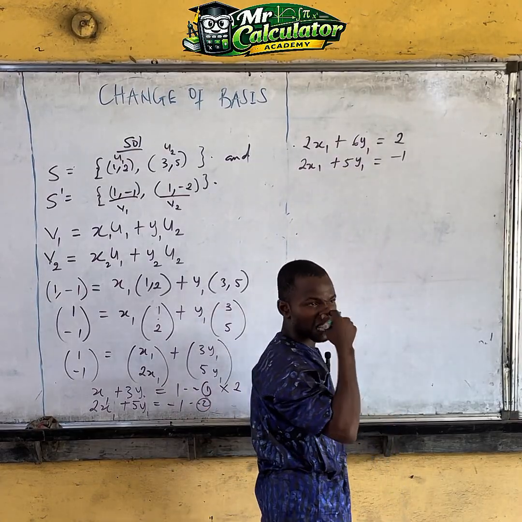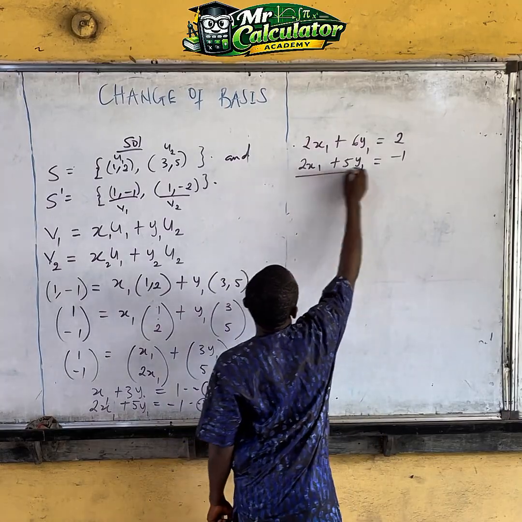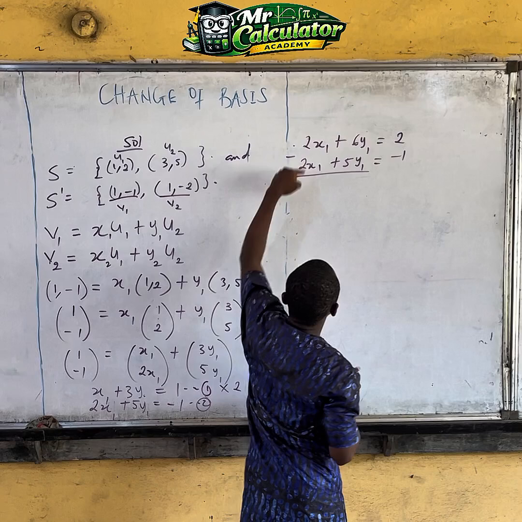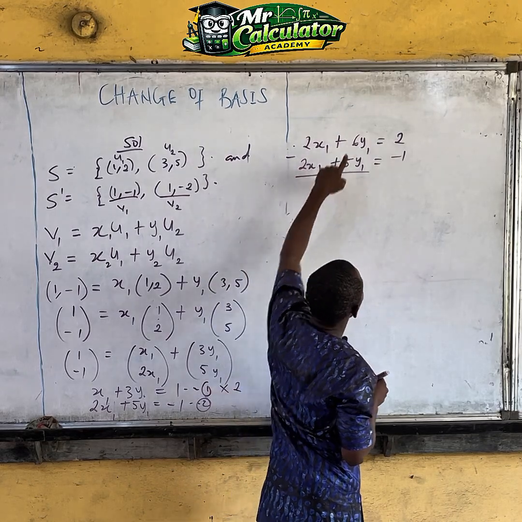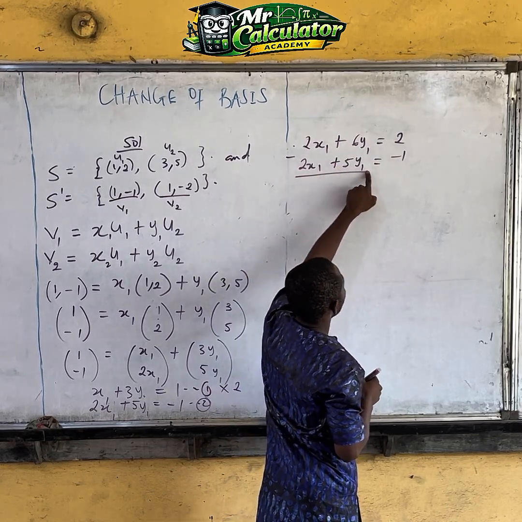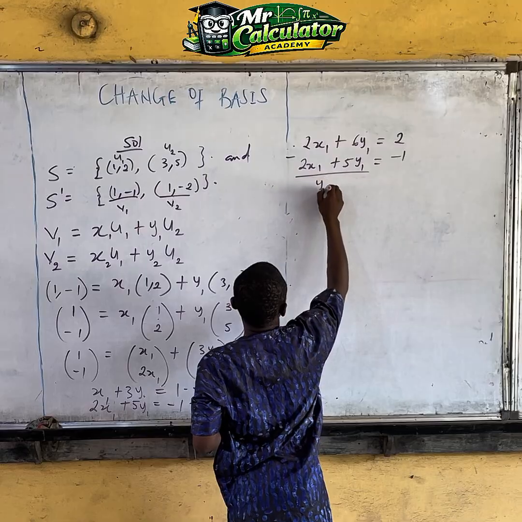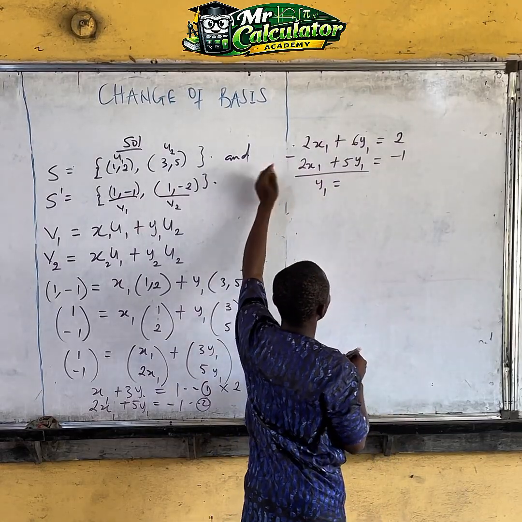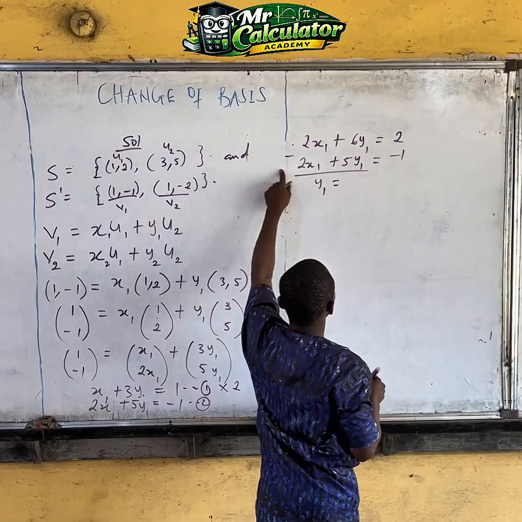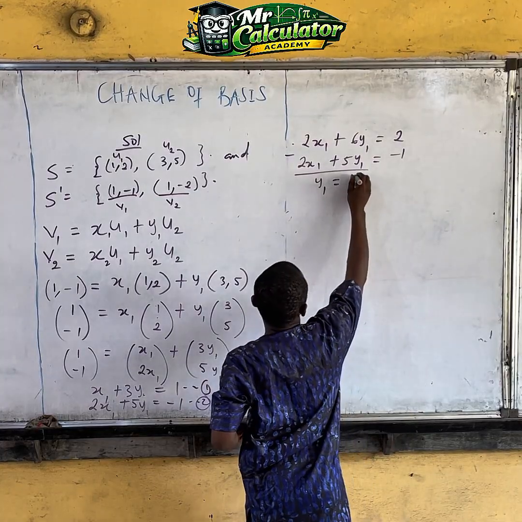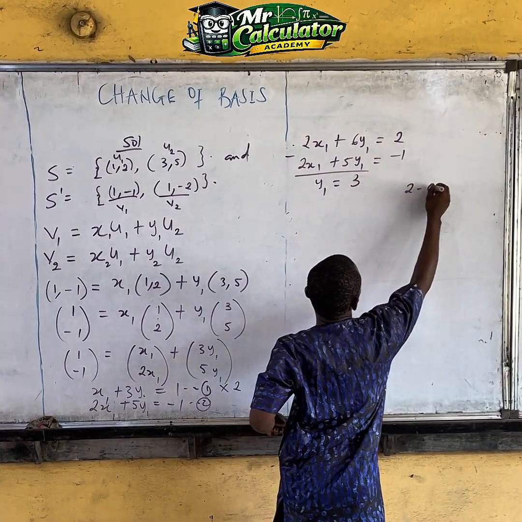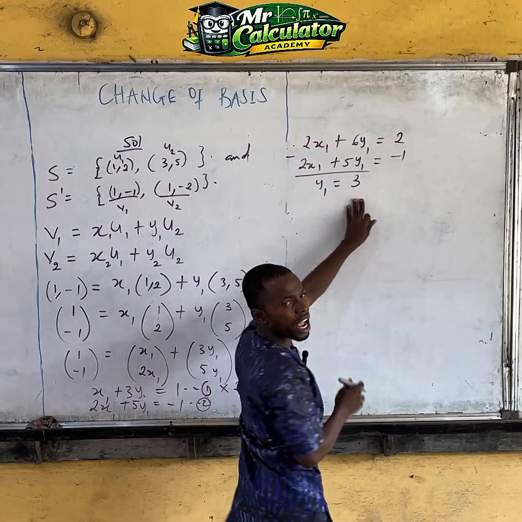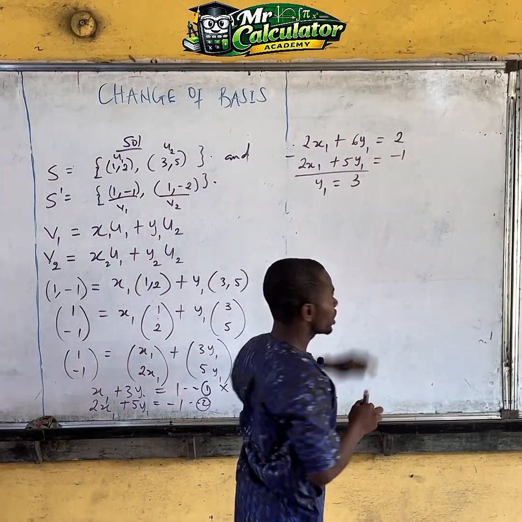We want to solve it simultaneously, and I want to eliminate X1. So this minus this: 0, and 6Y1 minus 5Y1 is Y1, equal to 2 minus minus 1. Please don't forget, the minus will affect everything. Minus times minus is plus, so it becomes 3. So my Y1 is 3.